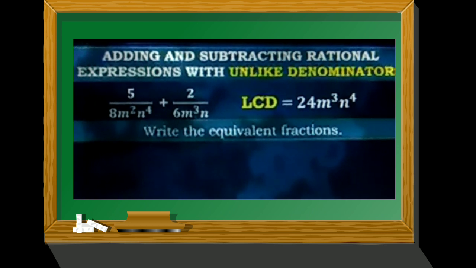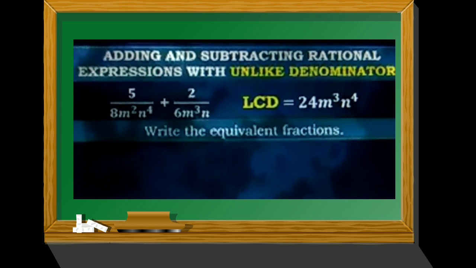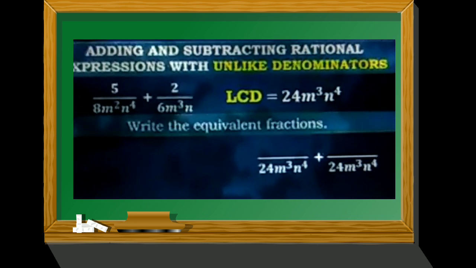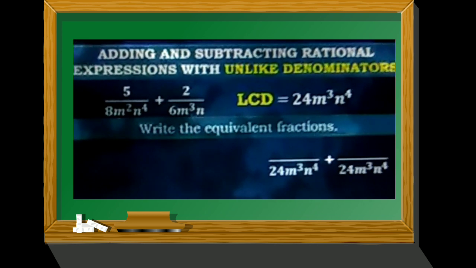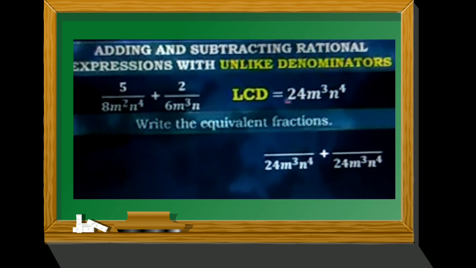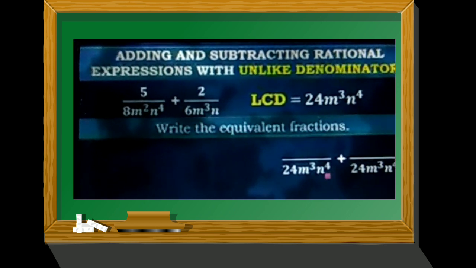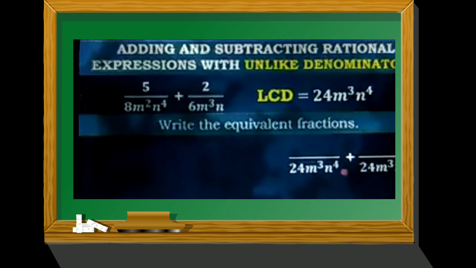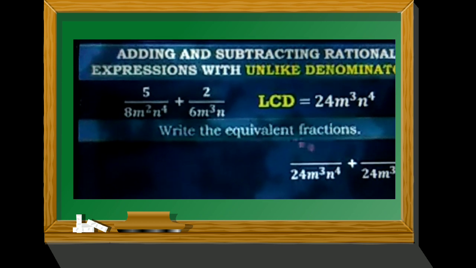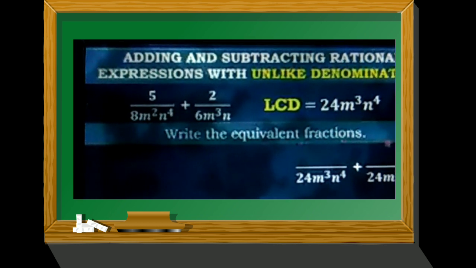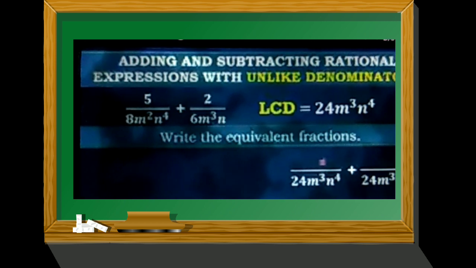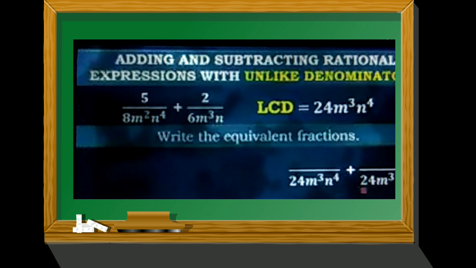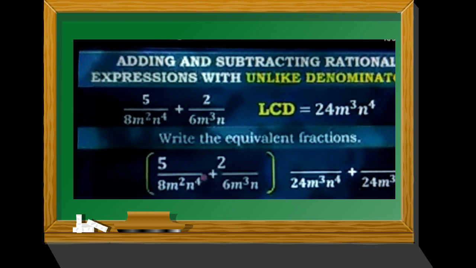Let's proceed to the next step, which is writing the equivalent fractions of the given rational expressions. When we say equivalent fractions, this is the portion where they now have the same denominator, because we already get the LCD, and our LCD will be plugged down to the denominator. Now, the numerator is what we need to find. So what would be the value of the numerator since we already have the LCD? Let us proceed. It goes like this.